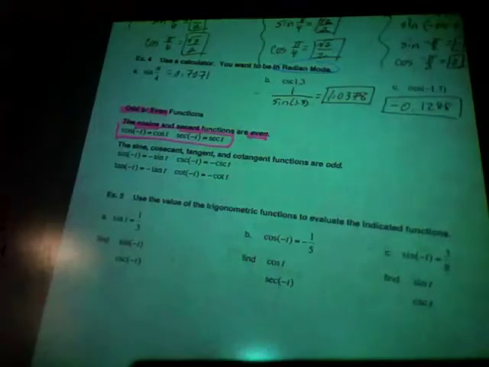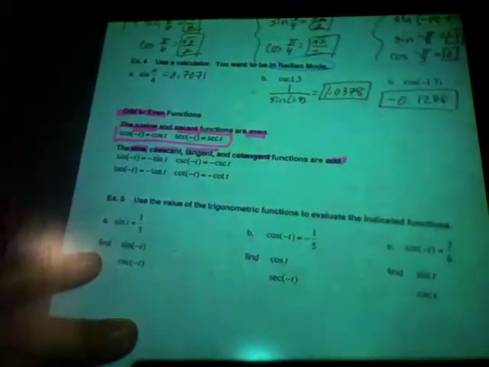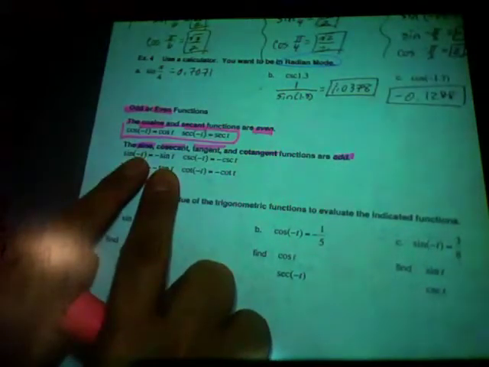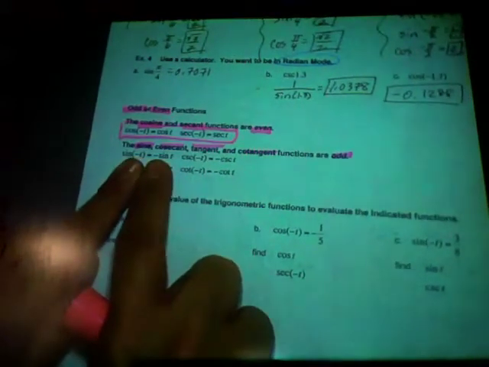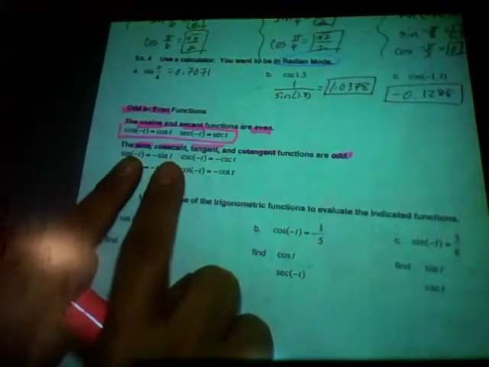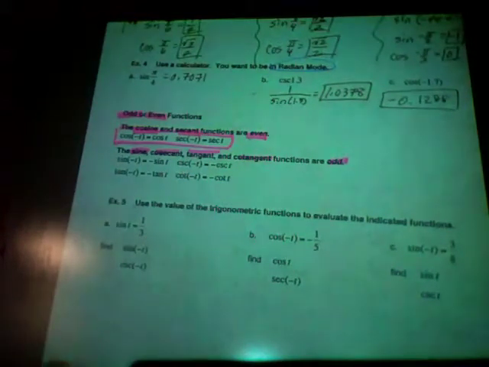But for the other four, sine, cosecant, tangent, and cotangent, they're all considered odd. They'll have opposite signs. So if you're taking the sine of a negative, it's the same as multiplying the sine of the regular one by -1. So whatever one is, it's the opposite of the other one. So we'll do a couple of these. We'll see how far we get.